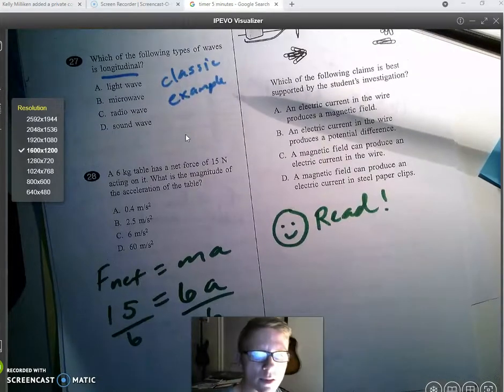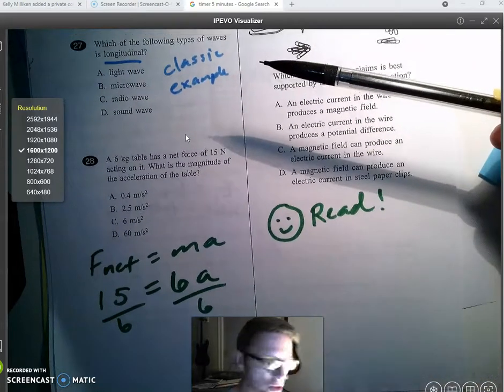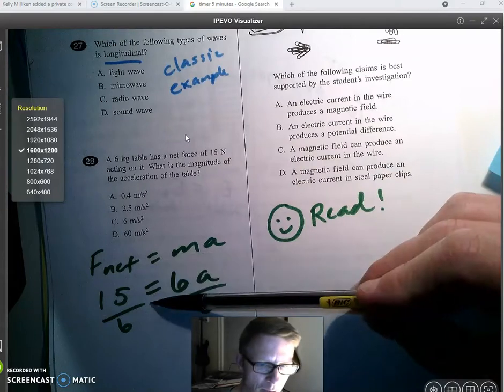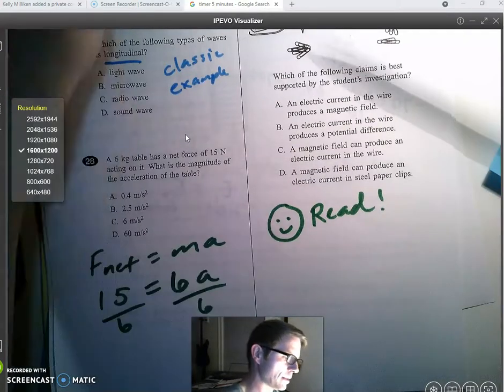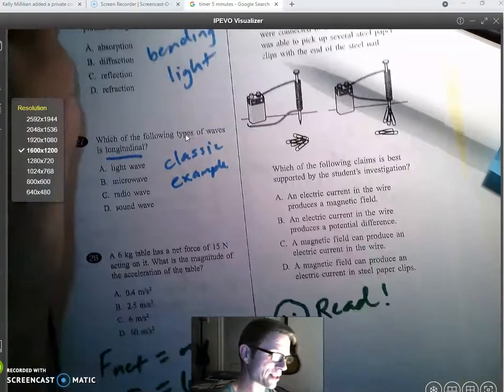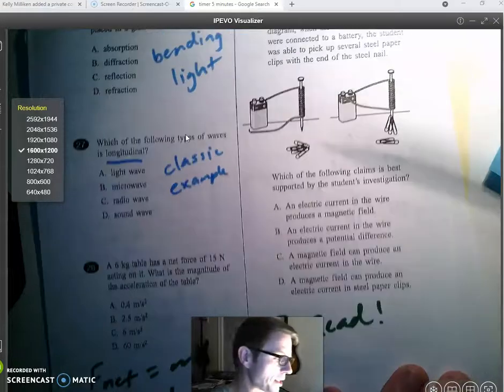Number 28. Another classic. This time you're calculating the acceleration. Equation sheet. Right there. Put the numbers in. Answer is going to be 15 divided by 6. I think that's 2.5.